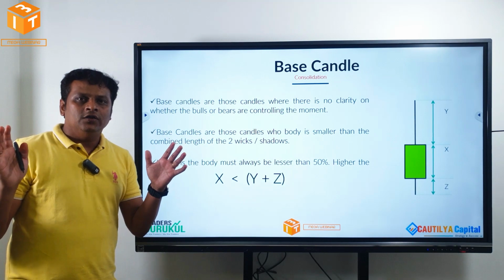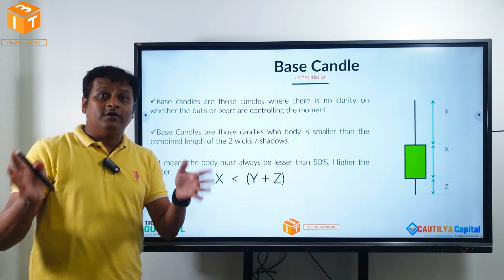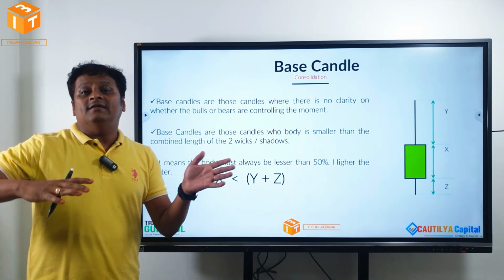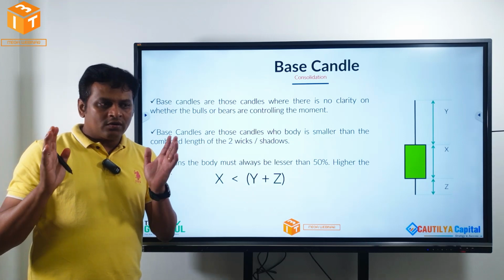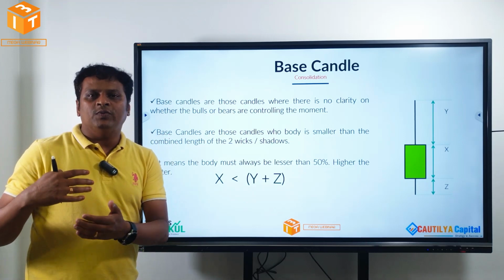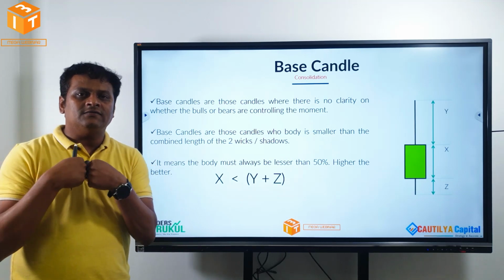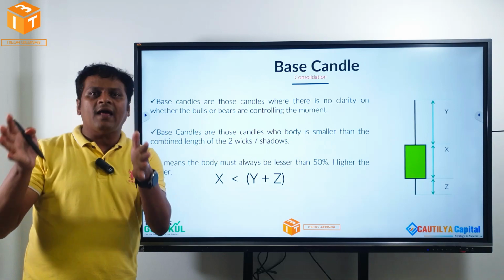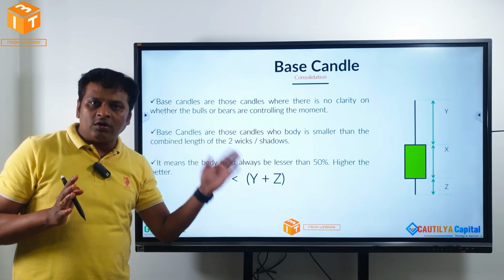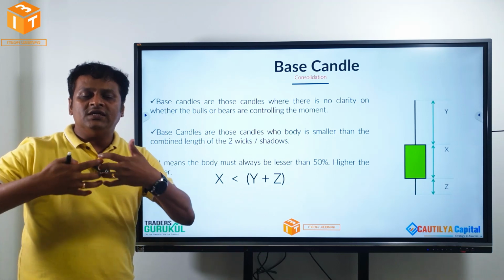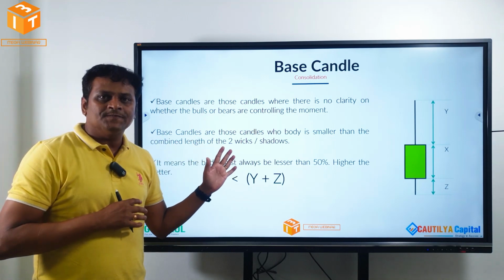In the first case, you were traveling on a highway at a very high speed of 100 kilometers per hour. And in the second case, you are stuck in a traffic jam, crisscrossed with multiple humps. What does it mean? There is a congestion. There is no clear clarity. There is no one person who is controlling the situation, not the buyer, not the seller. There is a tug of war between the two. Such situations we call it as base.